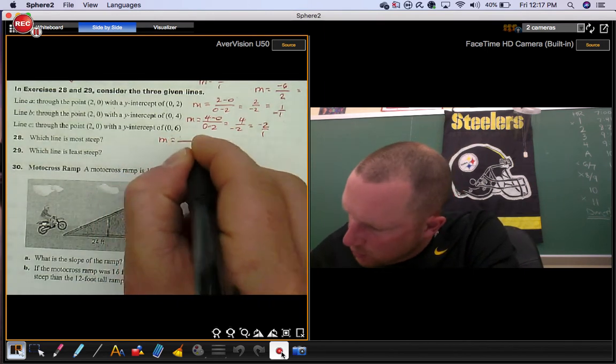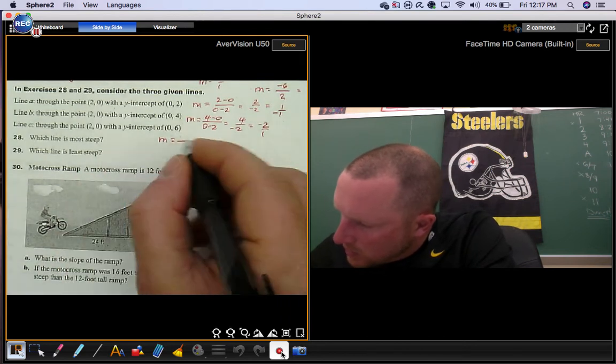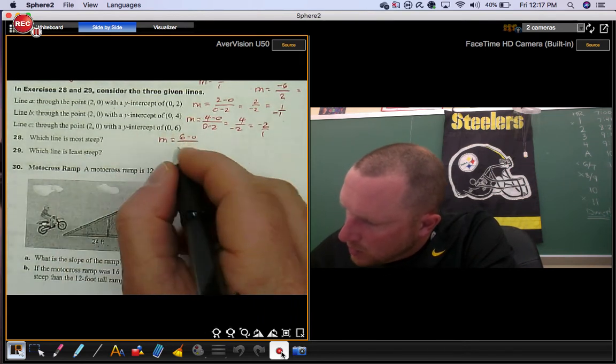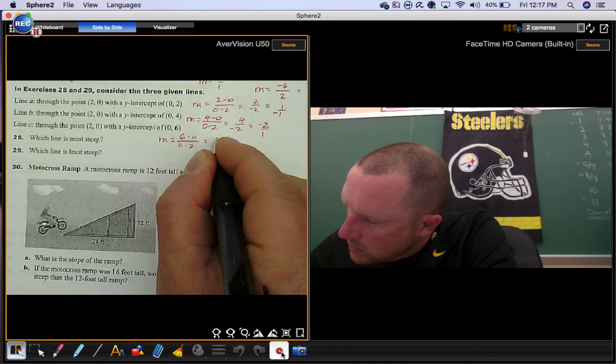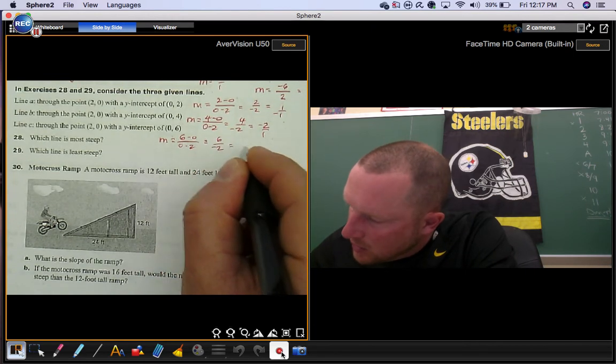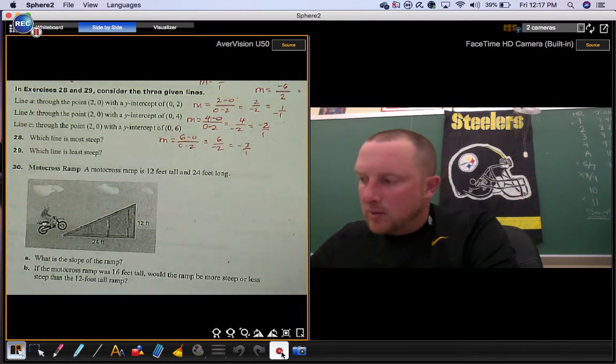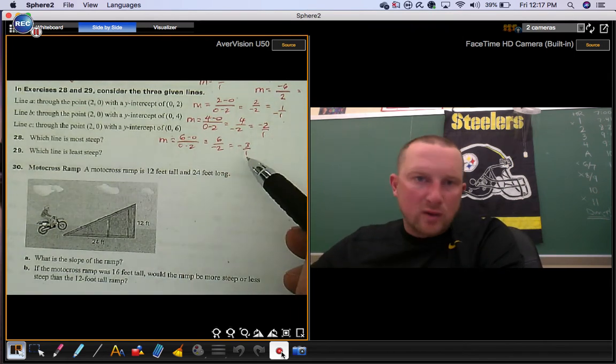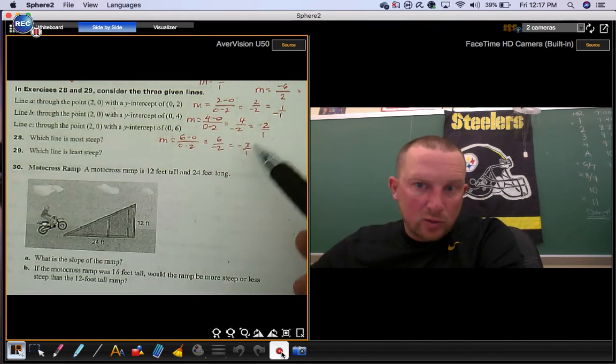Let's find slope one more time for line C. We'll do 6 minus 0, then we'll do 0 minus 2. 6 minus 0 is 6, and 0 minus 2 is negative 2, so you end up with negative 3 over 1. When you take the absolute value of all of these, you get 1, 2, and 3.